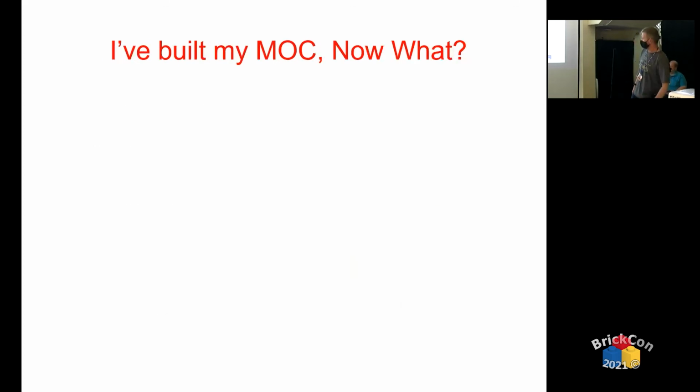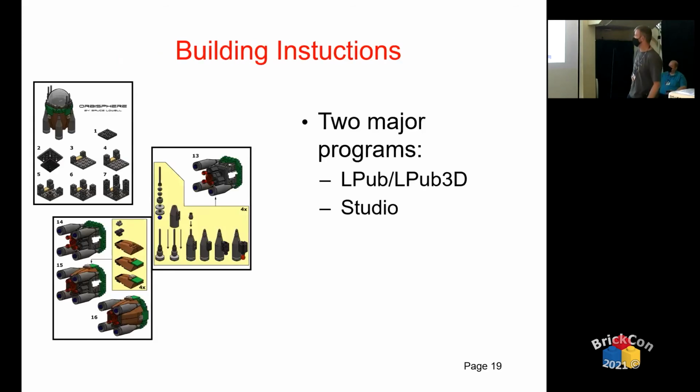All right, so now you have your model built in LDraw, and what do you do with it now? Well, you can do a number of things. You can make building instructions. The two major programs are LPub 3D and Studio. Studio, I would say, is good for beginners. And then if you want to do something a little bit more advanced in the layouts, then you can graduate to LPub 3D. Both of those programs are mostly in active development. Studio more than LPub 3D, but both of them will get you what you want.